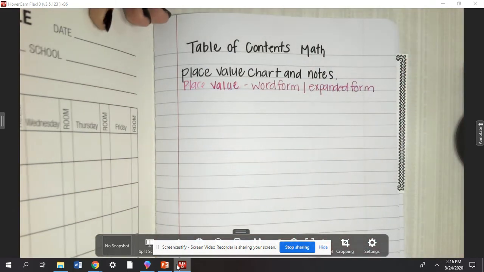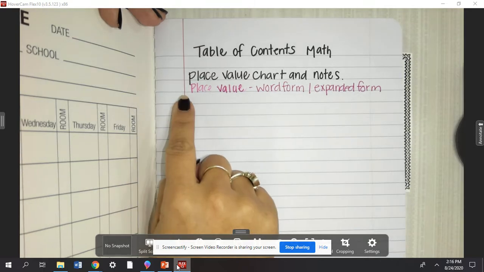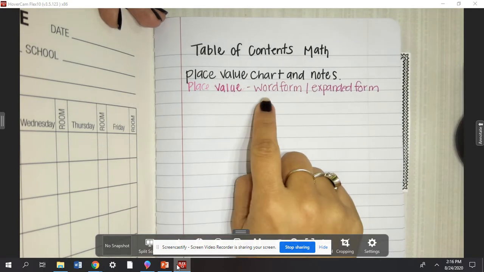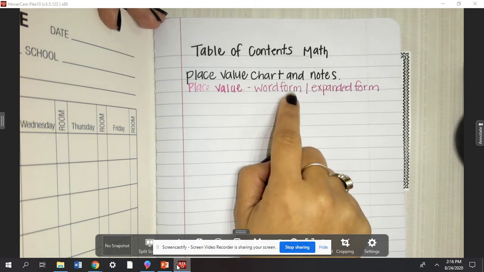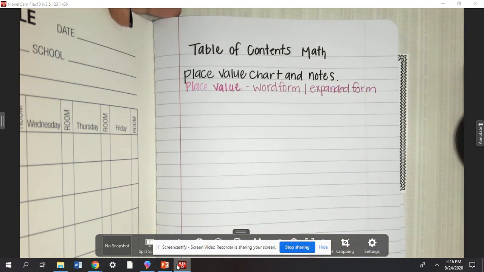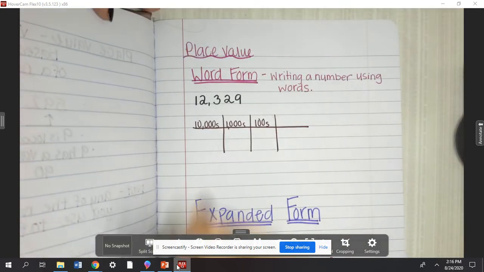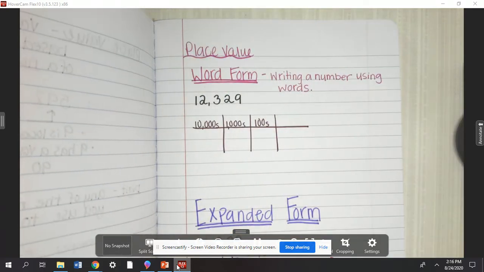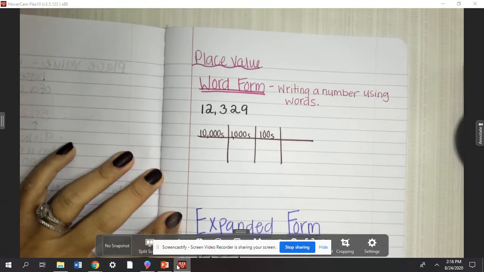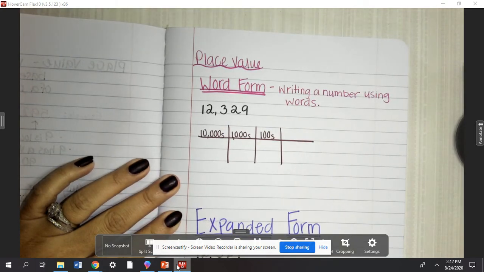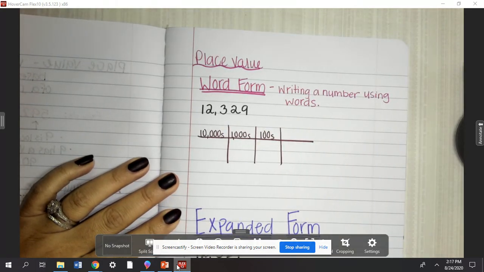If you are writing in your notebook, this is going to be the table of contents. Today we're going to talk about place value, and we're going to continue talking about place value, but more specifically word form and expanded form. I went ahead and started writing some of this stuff so you didn't have to watch, so the video wasn't so long. So we're going to talk about word form. We're going to go ahead and jump on in. So what is word form?